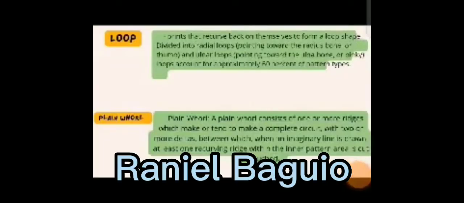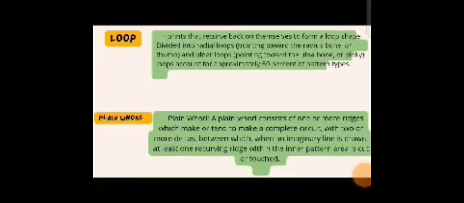Loop. A loop is a print that recurves back on itself to form a loop shape, divided into radial loops, pointing toward the radius bone or thumb, and ulnar loops, pointing toward the ulna bone or pinky. Loops account for approximately 60% of pattern types. Plain whorl. A plain whorl consists of one or more ridges which make or tend to make a complete circuit, with two or more deltas, between which, when an imaginary line is drawn, at least one recurving ridge within the inner pattern area is cut or touched.